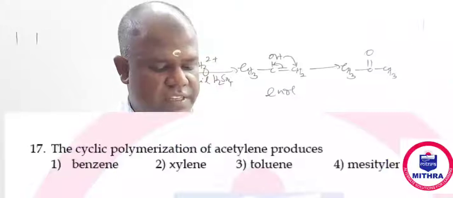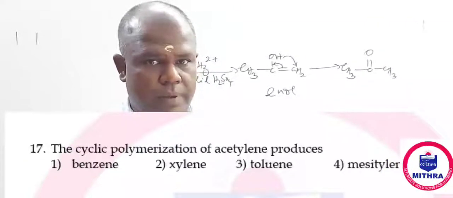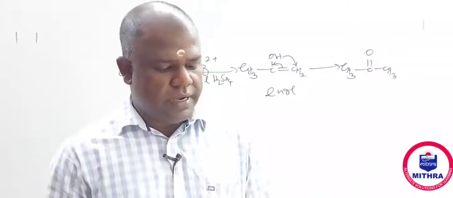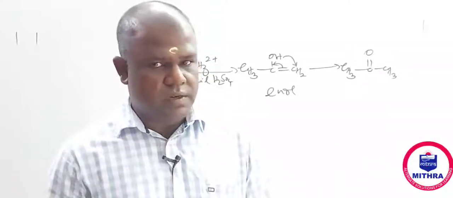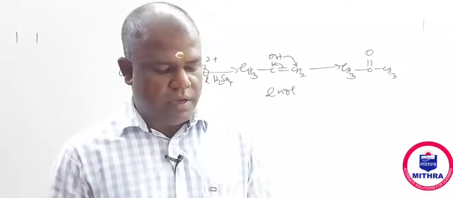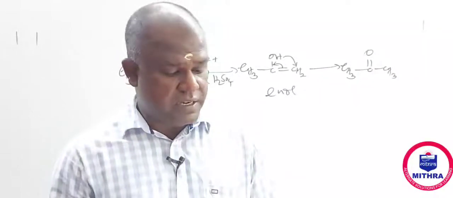Cyclic polymerization of acetylene produces what? Acetylene on trimerization, you are getting benzene. Tetramerization gives cyclooctatetraene, like that. So the answer, benzene, is there. Trimerization is the better word used. From acetylene you are getting benzene. That is exactly given in NCERT.